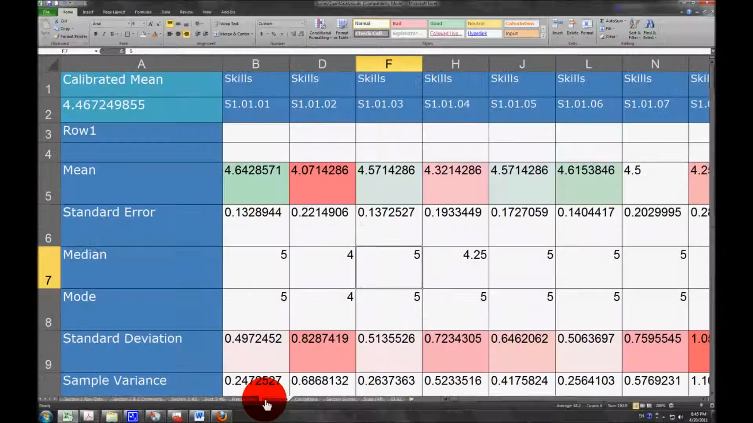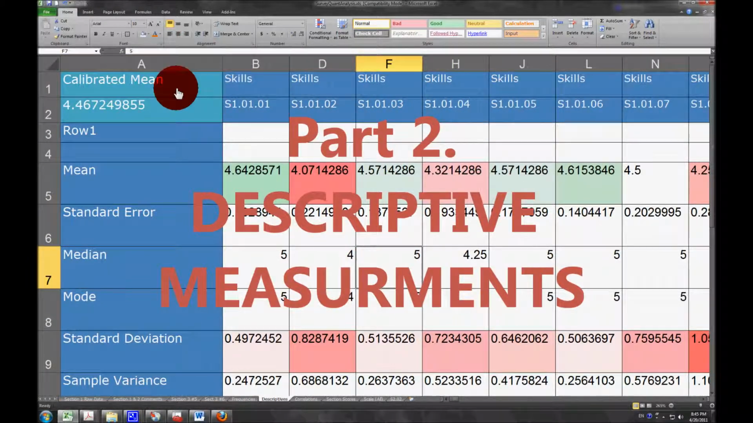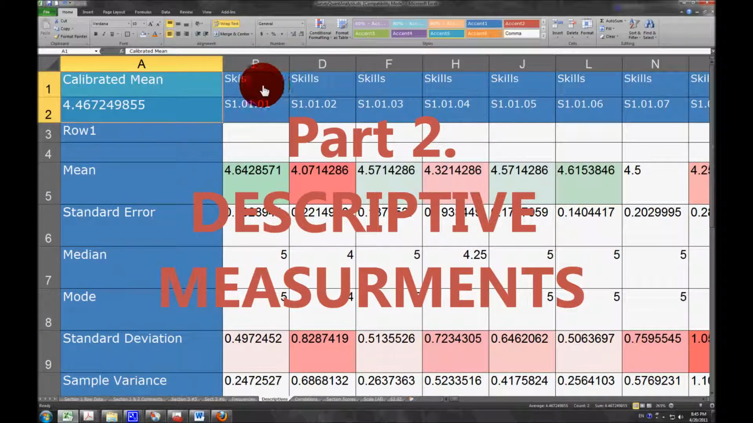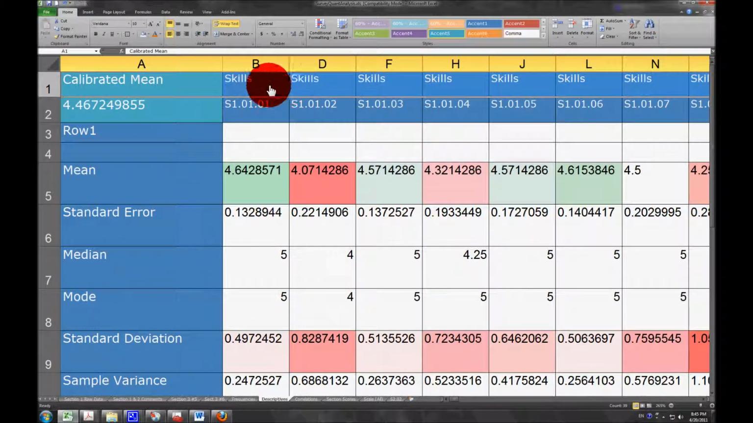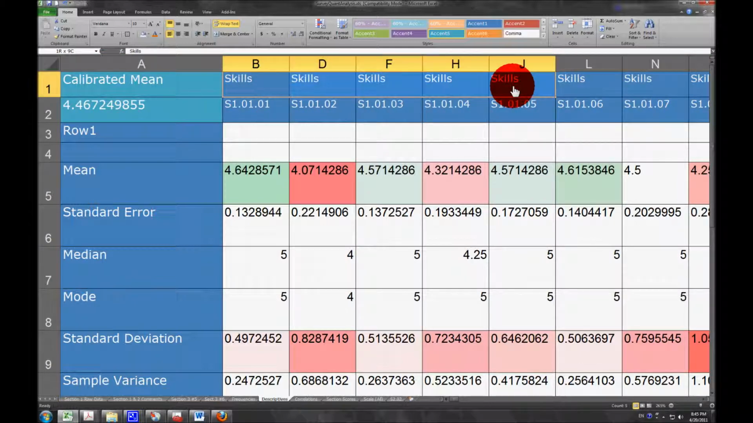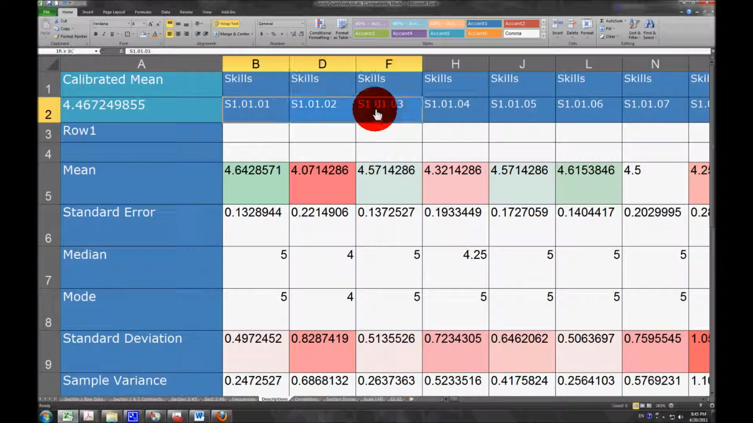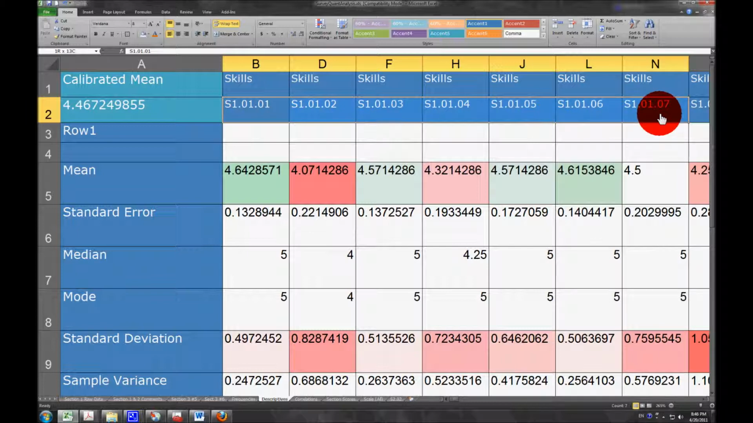We then went and looked at descriptives. So on this descriptive table, you'll see in the upper left-hand corner the calibrated mean. In row 1 is the question category, so questions with skills are intended to measure student experience related to skills with Cambridge. And then again, you'll see this 6-character rendering of the question immediately below that.